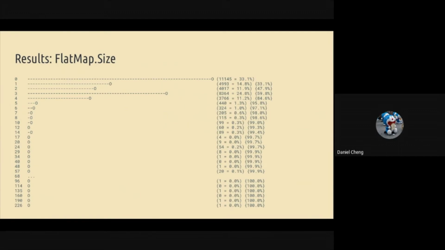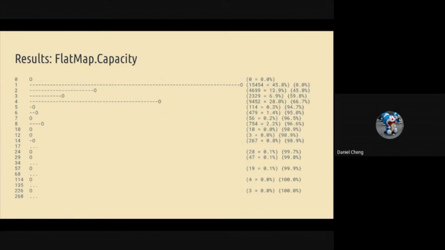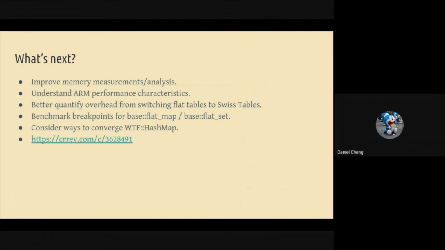Some data around size. As you can see, most containers are pretty small. And some capacity numbers. Pretty small overall. I was trying to get an idea of load factor, but it doesn't work well when the numbers are this small. Anyway, there's still a lot that needs to be done. Even if Swiss tables are an absolute win, there's probably still gains to be had from unifying on a default container. Thank you. If you're interested, please get in touch.